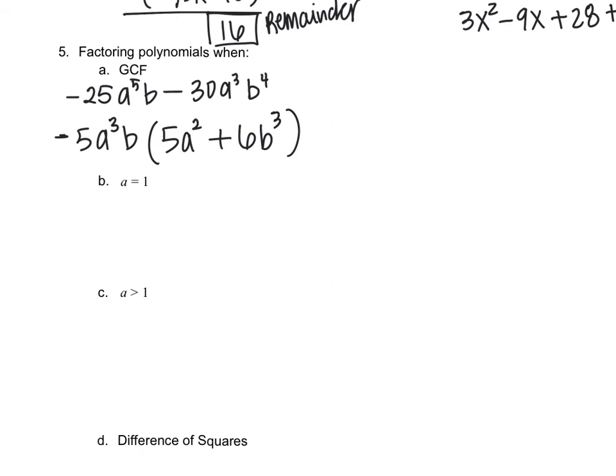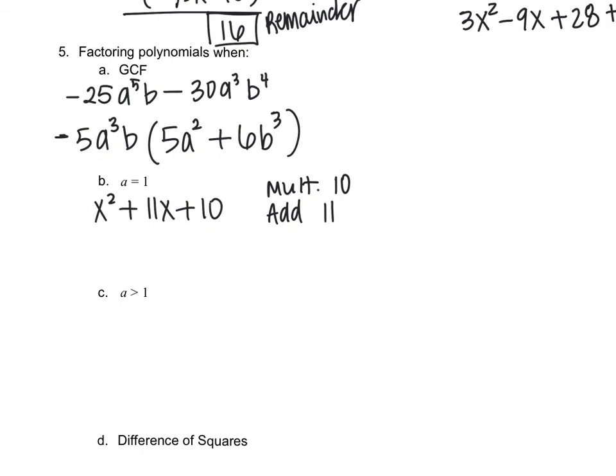Next, we were factoring polynomials where a is 1. So that's the leading coefficient. So something like x squared plus 11x plus 10. So remember, a method like this, we're looking for the numbers that multiply to our constant, which is 10, and add to the number in front of x, which is 11.